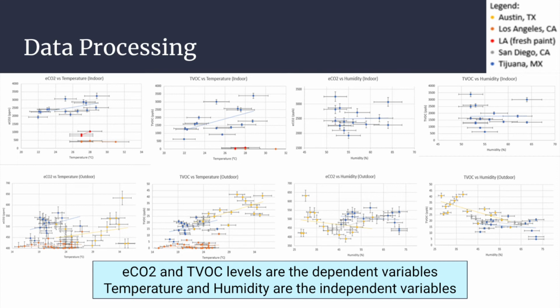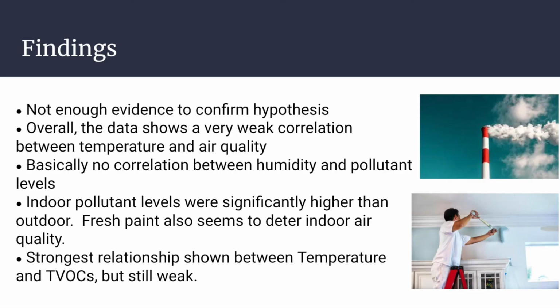The top 4 plots are outdoor data, and the bottom 4 are indoor data. Overall, there was not enough evidence to confirm our hypothesis. The data shows a very weak correlation between temperature and air quality, and basically no correlation between humidity and pollutant levels. Indoor pollutant levels, however, were significantly higher than the outdoor.